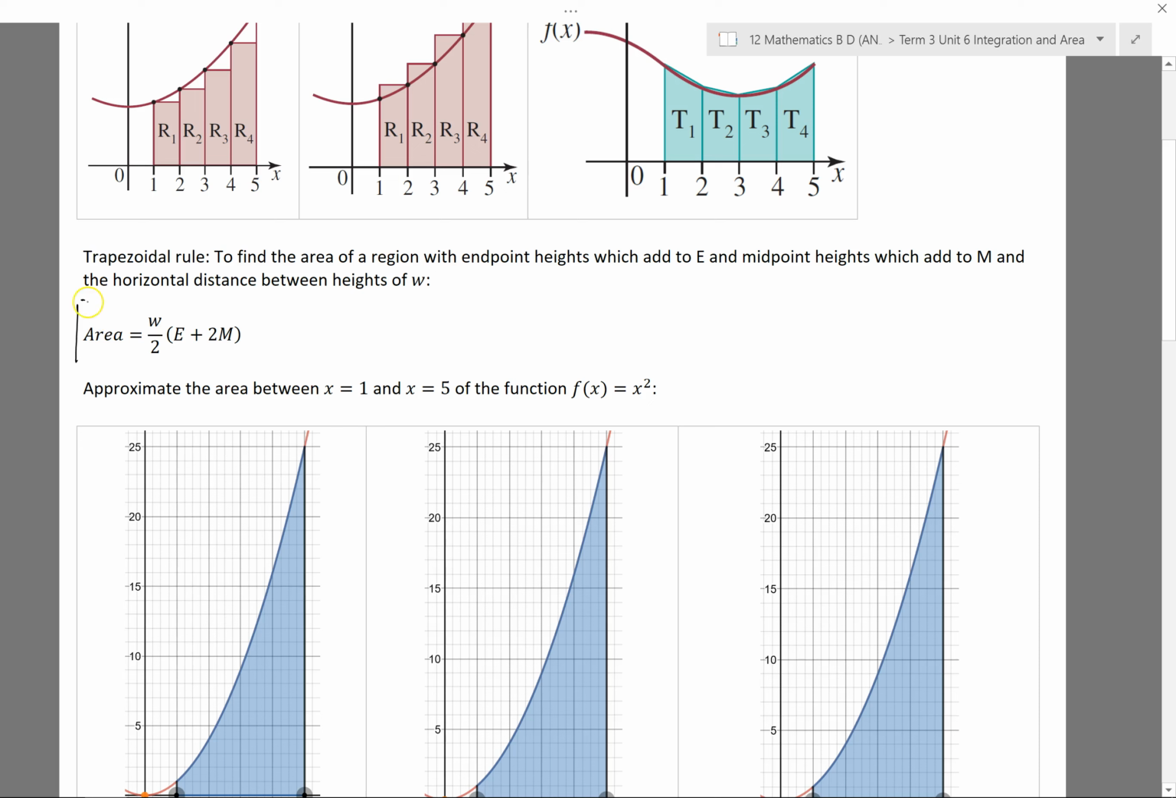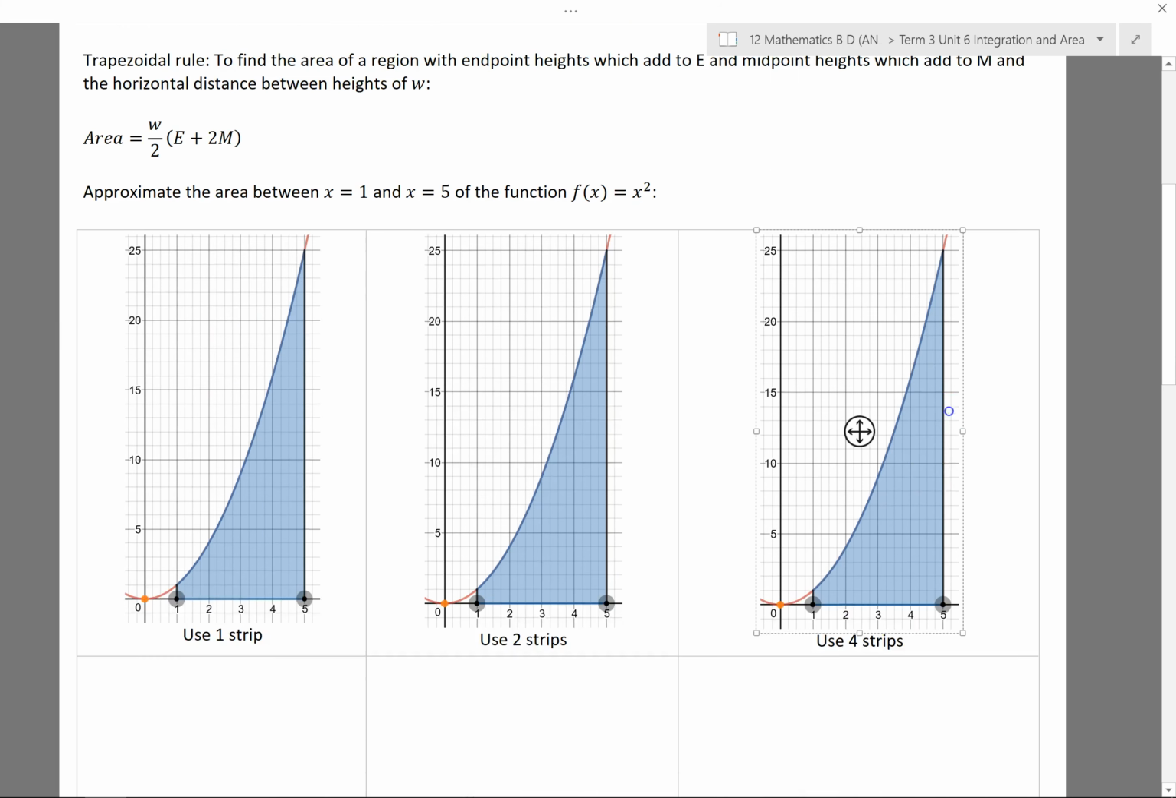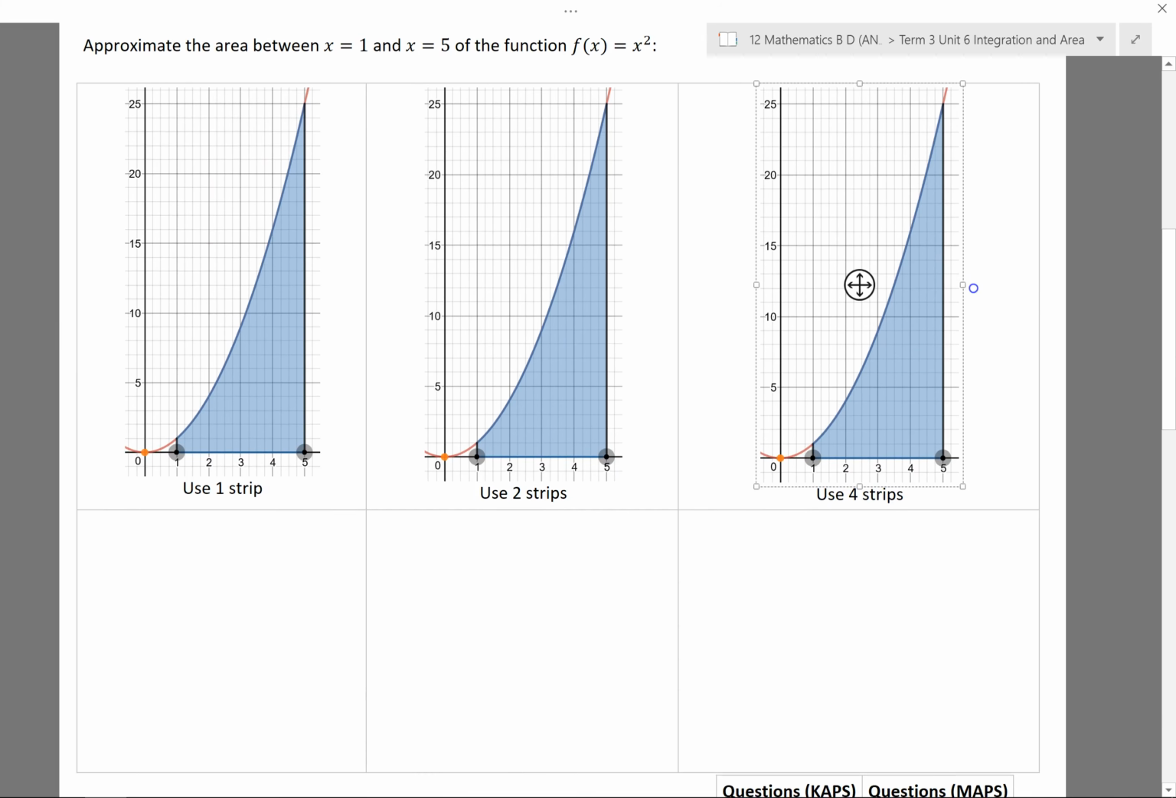This is what it looks like. So the area underneath the curve is the width, w, between the trapezoids, divided by 2, multiplied by the endpoints plus 2 times the middle points. So I'll see how this goes with a few examples. I've got the function f of x equals x squared, and I'm going to try it with just one strip to start with. I'll write down my rule.